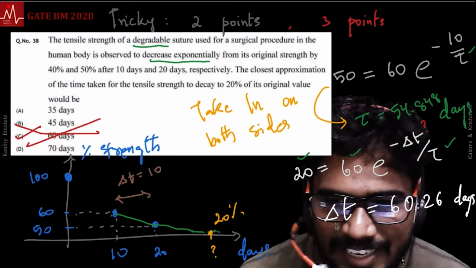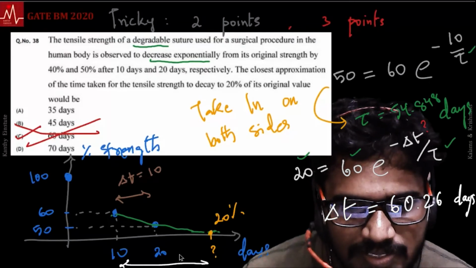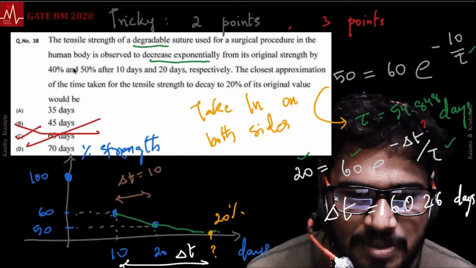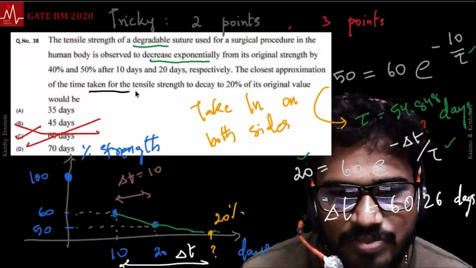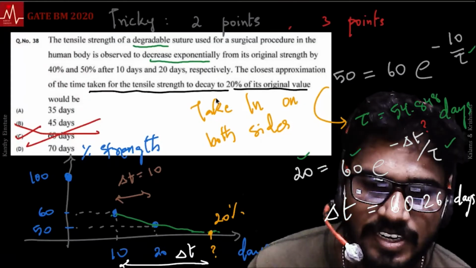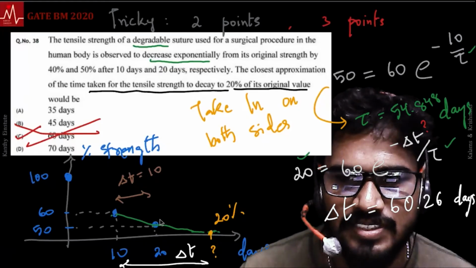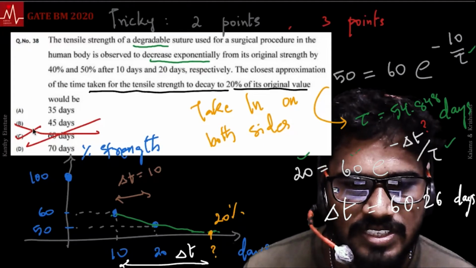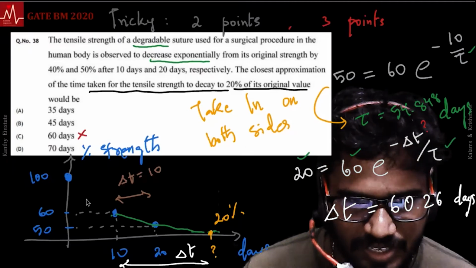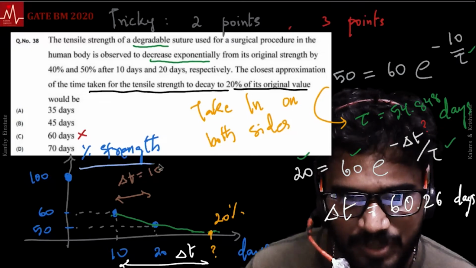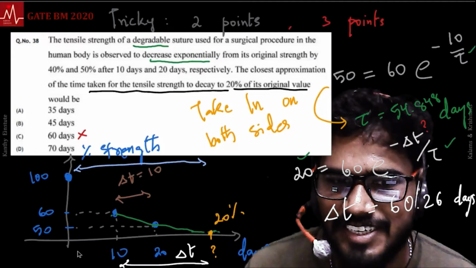What you have here is this length delta t. Is that what they are asking you in the question? Time taken for the tensile strength to decay to 20% of its original value. Initially it's 100. How long does it take to become 20%? So 60 is not the answer. The answer here is rather starting from 100%. How long does it take to become 20%? There is this delta t, and then the initial 10 days.